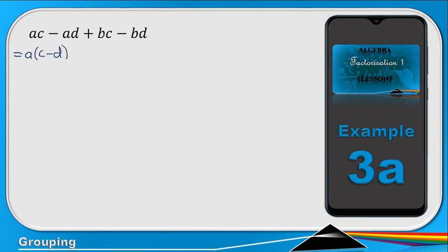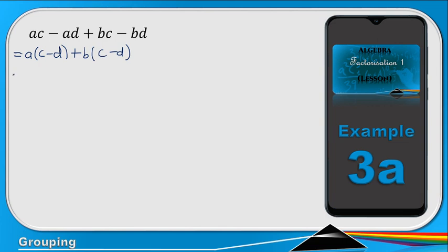And then I take out the common factor for the next 2 terms. This is important, put your sign: plus b. So I take out positive b, and then what is left is c minus d. If I take out b here, we've got c left. If I take out b here, we've got d left.